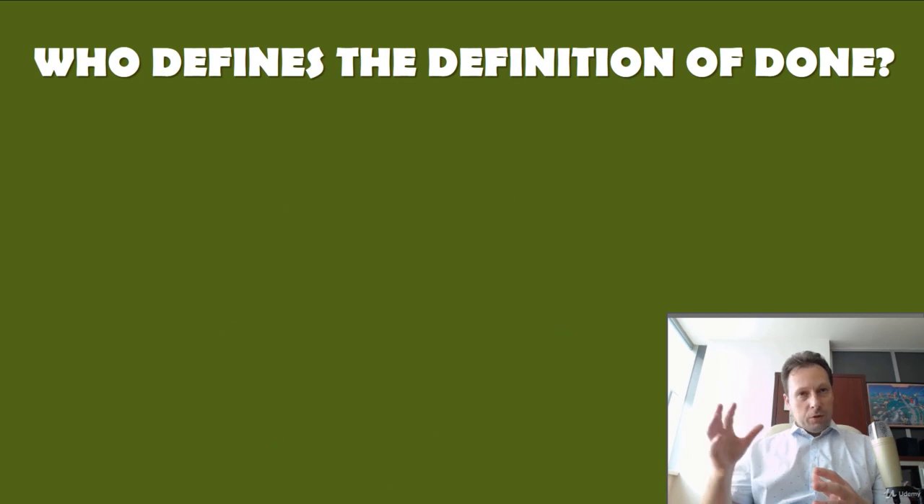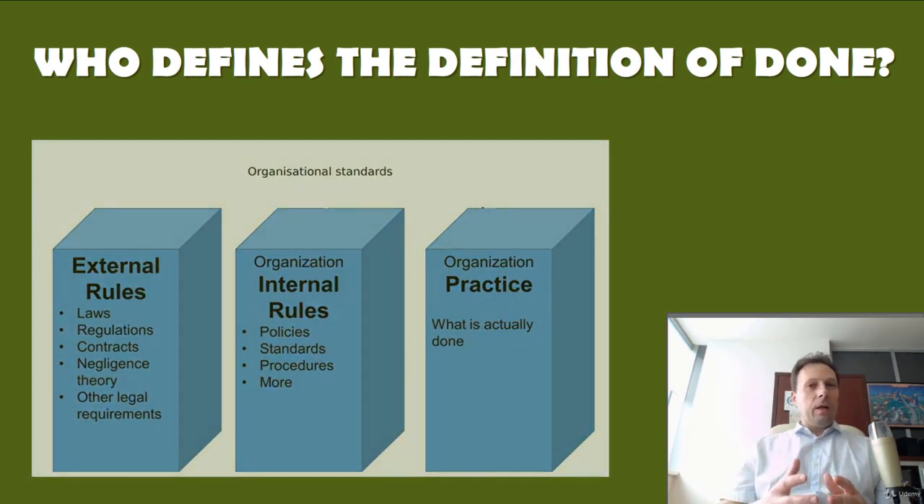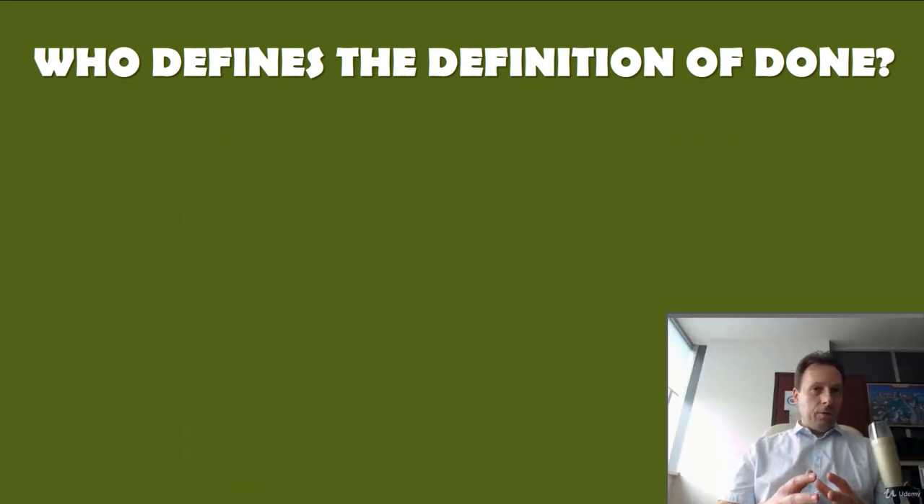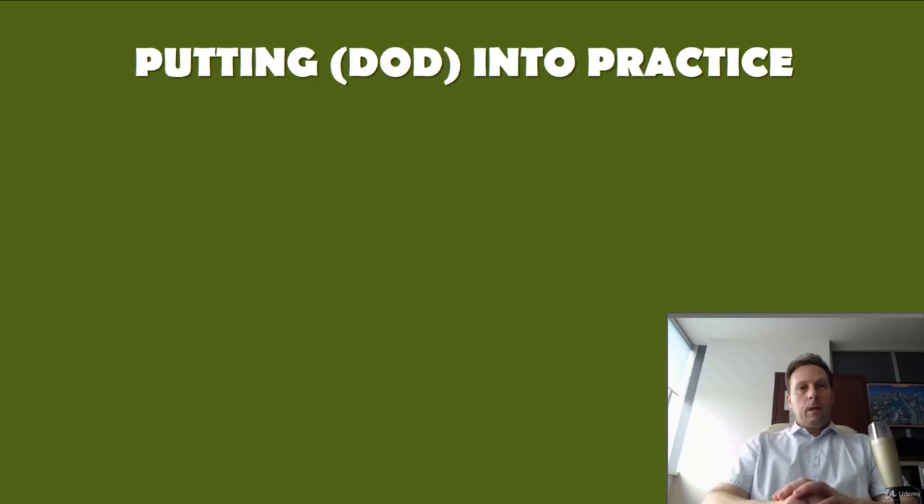Now, who defines the definition of done? This is one of the scrum.org exam questions. If the definition of done for an increment is a part of the standards of the organization, all Scrum teams must follow it as a minimum. But if the definition of done is not an organizational standard, the Scrum team must create a definition of done appropriately for the product. Putting definition of done into practice.